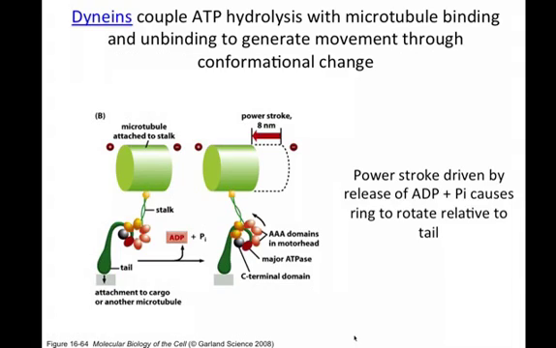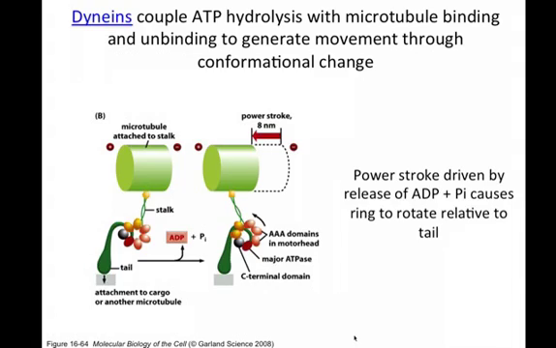So dyneins couple ATP hydrolysis with microtubule binding and unbinding. Here you've actually got one head to generate movement through conformational change. So you have your microtubule and you've got your stalk, which has your motor domain. And then you've got your tail, which is going to attach to either cargo or some other microtubule.